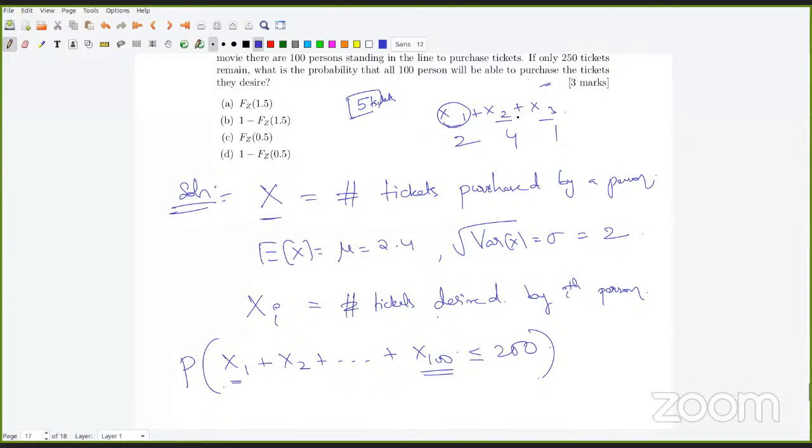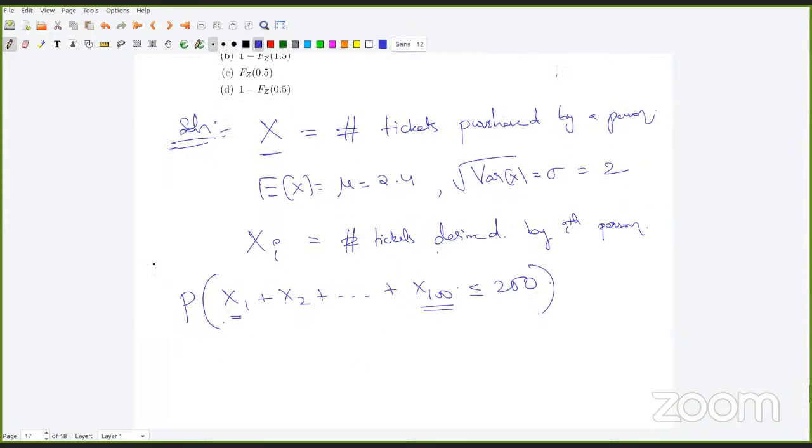Right. So what we said is that for all the 100 people's desires to be satisfied, the sum should be less than or equal to 250. This is what we have to find. How to find this is the second question.